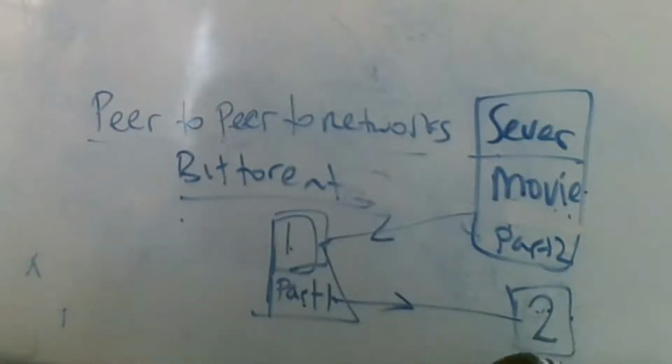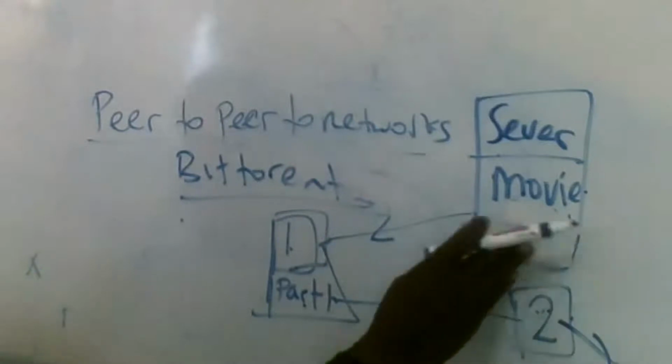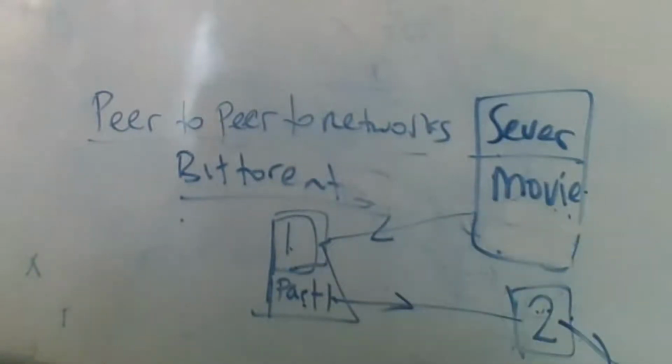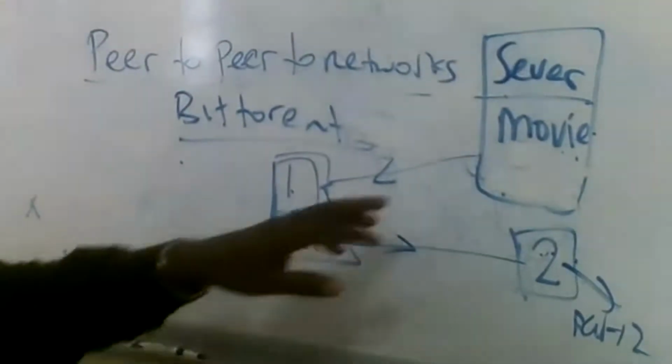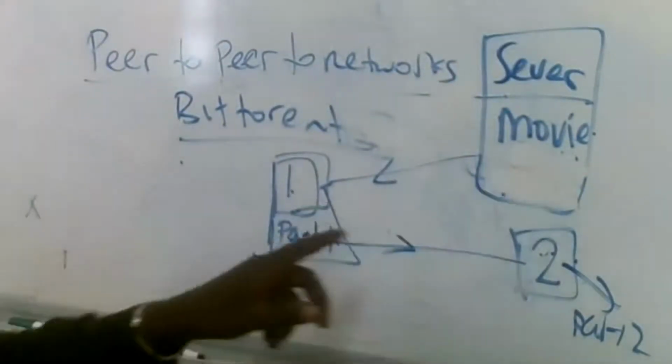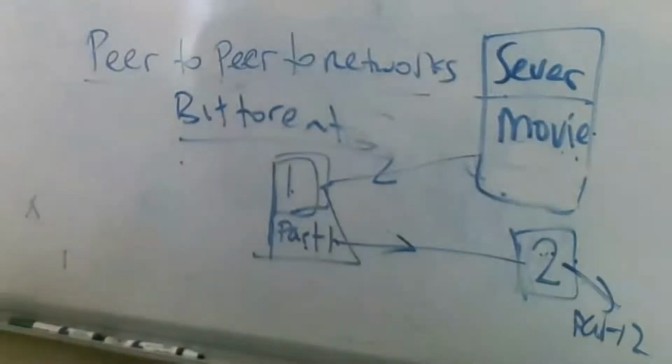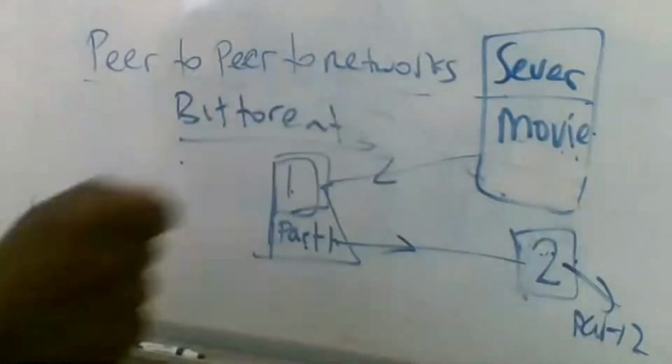If computer two downloads maybe part two, then computer two will have part two. So it means any other computer that wants part two will no longer go to the server. It will just go to computer two and find part two. So the whole picture here is that in doing BitTorrent, a computer which downloads the file keeps the file and it becomes the source of that file. So other computers find that file from that computer.